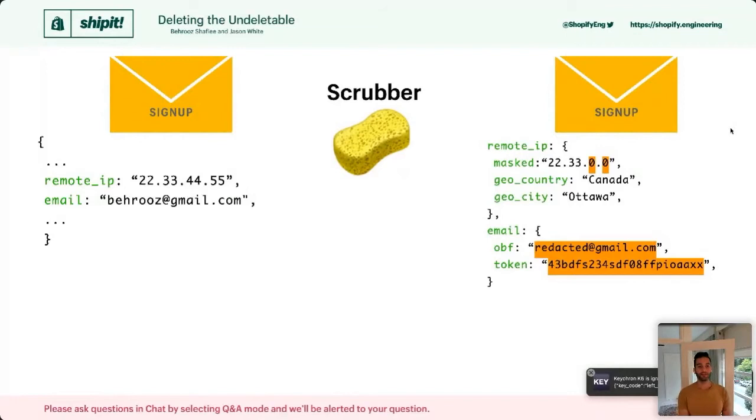Again, on the left side, we have an example of a sign-up event, with an IP address and an email address, and we built a tool called Scrubber that applies pseudonymization on these events. The IP address got masked and geolocated, and the email address got masked, so its local part is redacted. Its domain part, because it's popular, gmail.com, remains, and it also got tokenized. So every other time we see this email again, it's going to get the same token again and again. This is the consistency property that I talked about earlier.